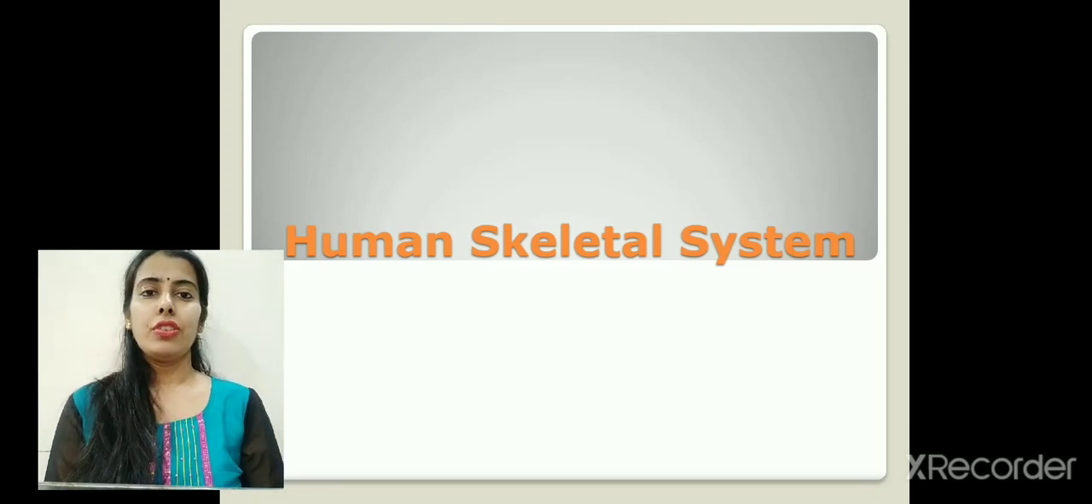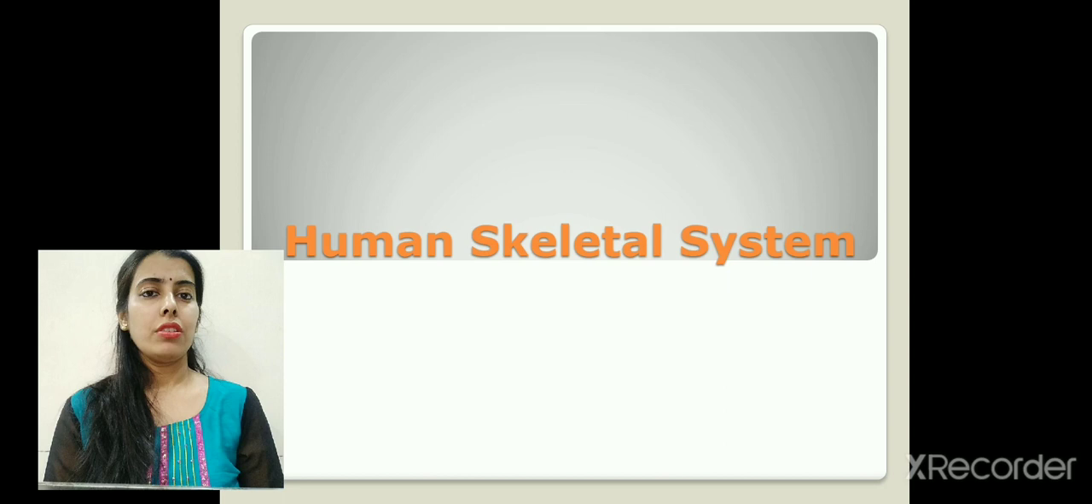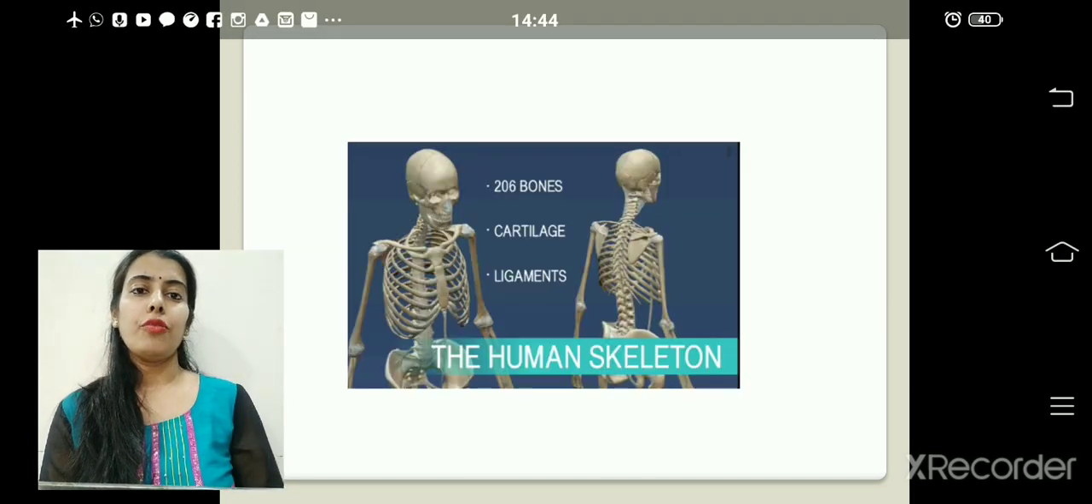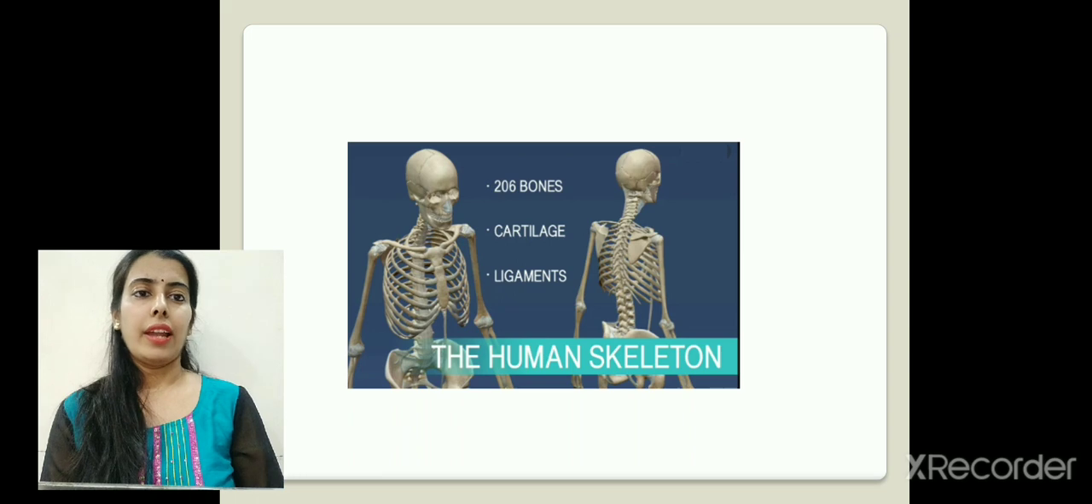So in our previous video, we have learned about the basic constitution of an organism, how a body is formed. Then we have learned about the various functions of the skeletal system. So today we'll study this human skeletal system in detail. The human skeletal system consists of bones, cartilage and ligaments.